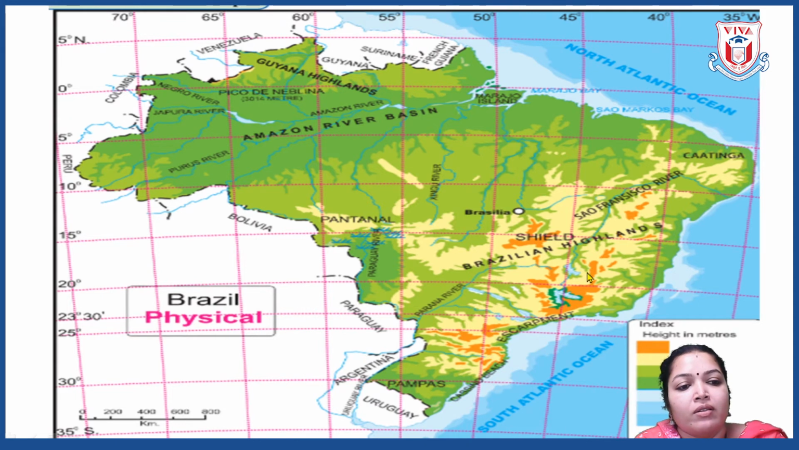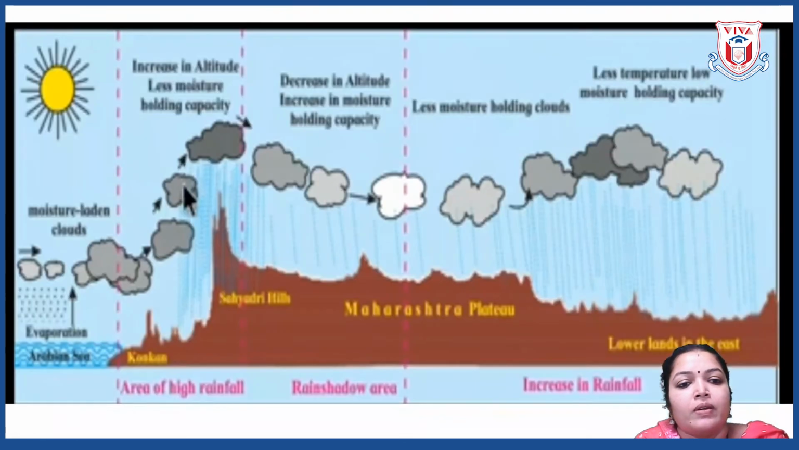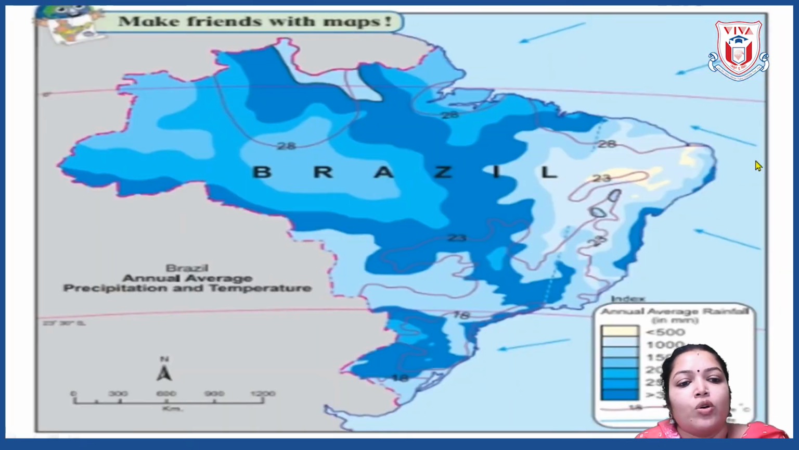And here we can see the drought quadrilateral, which we have read about in the third lesson. Again, when it moves further, the Brazilian highlands, their height is a little bit more, so here also a little bit of barrier is created, and because of that this region gets a little less rainfall. See, we can go to that slide. Here you can see, because of this there is very little rainfall.